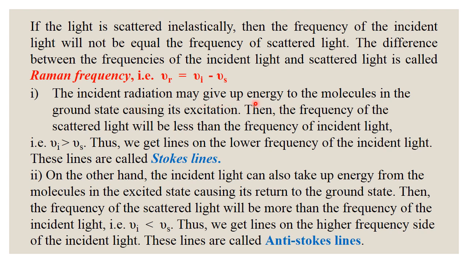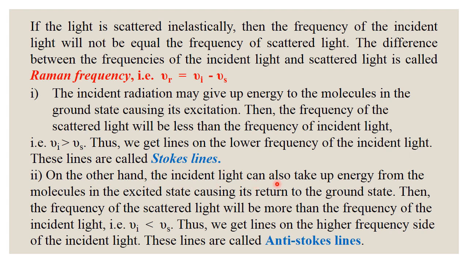The incident radiation may give up energy to the molecule in the ground state, causing excitation. So the molecule gets excited. Then the frequency of the scattered light will be less than the frequency of the incident light. Since the molecule took energy from the incident light, the frequency of the scattered light will be lower than that of the incident light. That is, nu I is greater than nu s. The frequency of the incident light is greater than the frequency of the scattered light, and we get lines on the lower frequency side of the incident light, and these lines are called Stokes lines. So if the Raman frequency is positive, you will get Stokes lines. Nu I is greater than nu s, therefore nu r is positive. These lines are called Stokes lines.